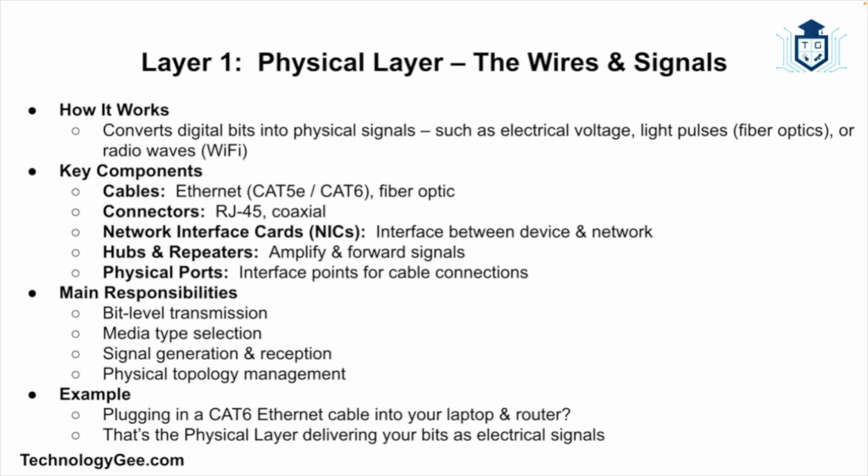And this is the lowest layer. This is where bits become physical, such as electrical signals, light pulses, or radio waves. And what does it include? Well, it includes all of your cables. We're talking about Ethernet cables and fiber optic systems.